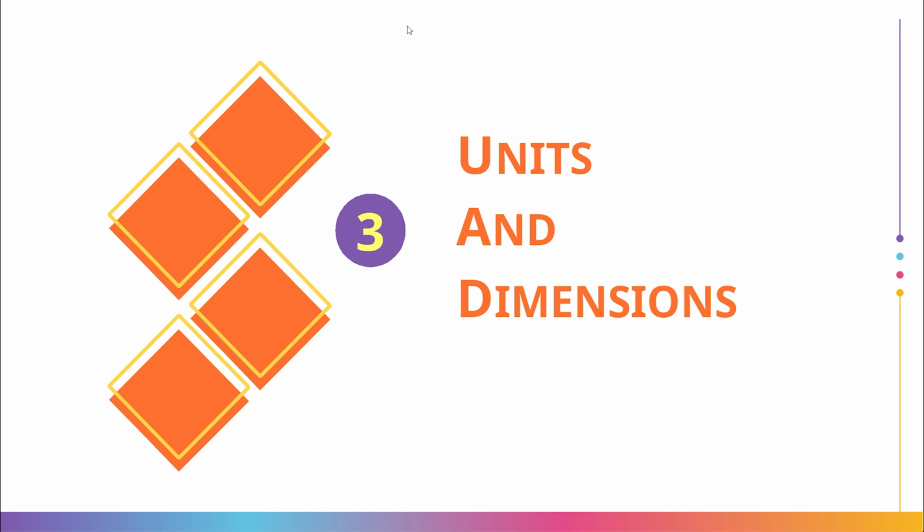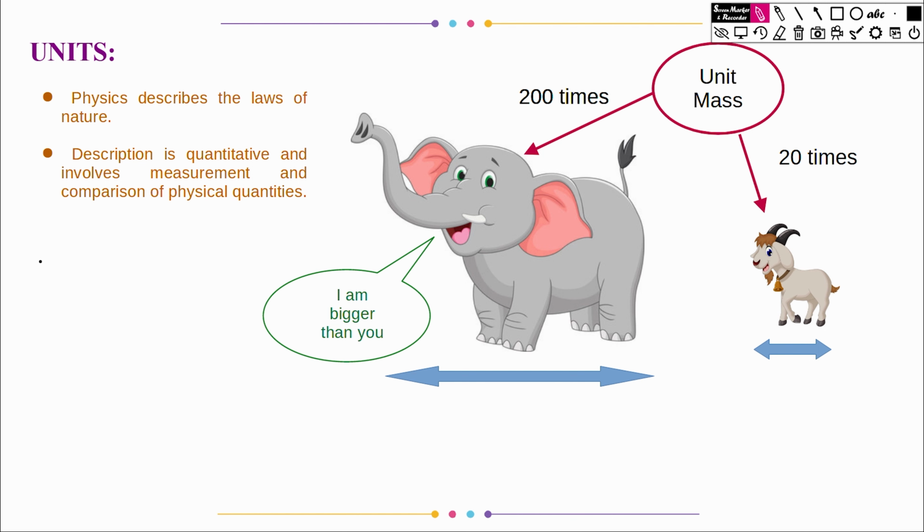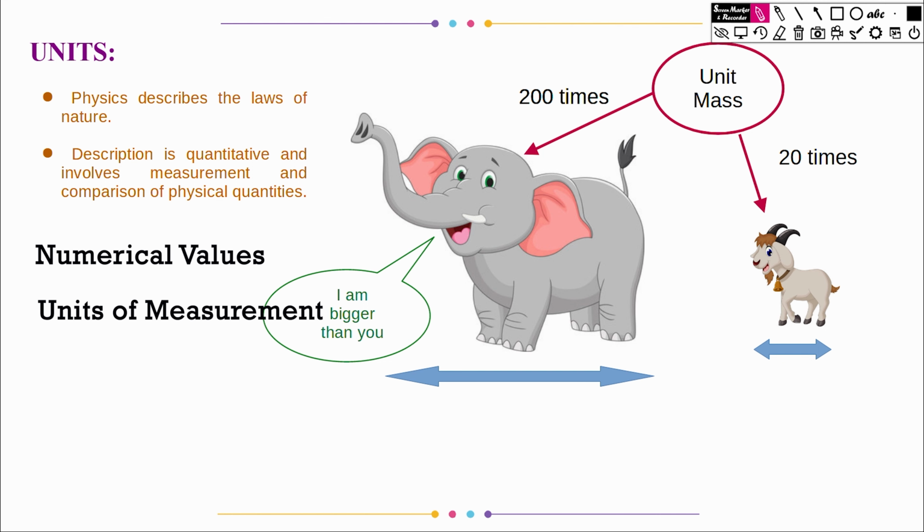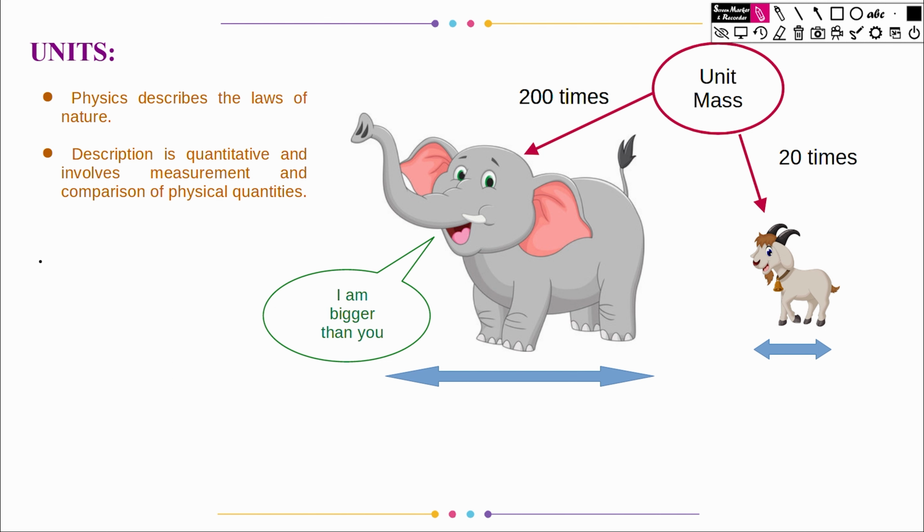Having a little bit of knowledge about what is physics and how to describe physics, now we'll move to the next part, that is units and dimensions. In physics, we say that description is quantitative. These quantitative descriptions express physical phenomena using numerical values, units of measurement, and mathematical equations. So let us understand them with the help of an example. Suppose a car is moving with a speed of 10 meter per second. So we'll write speed of the car is 10 meter per second.